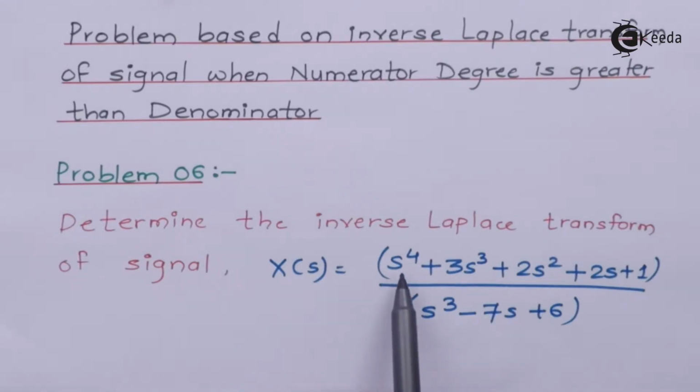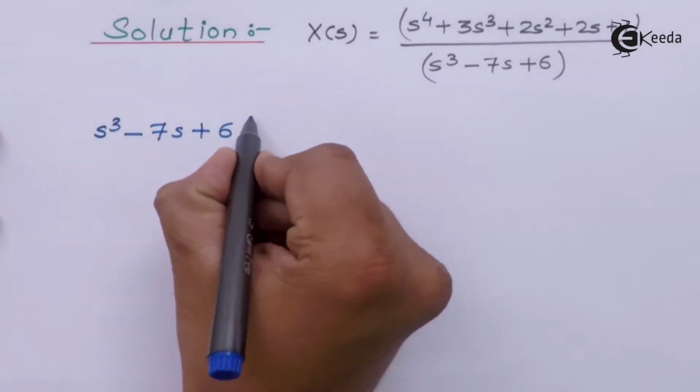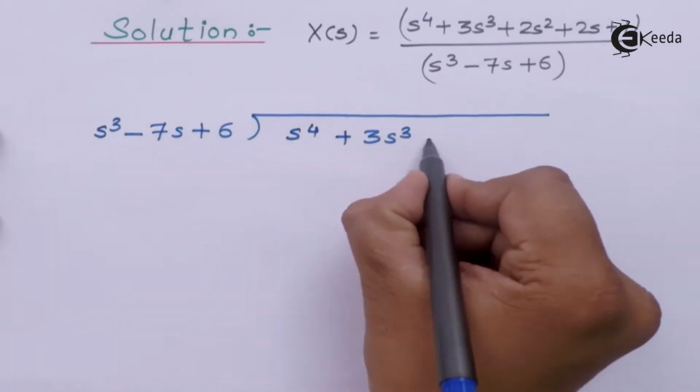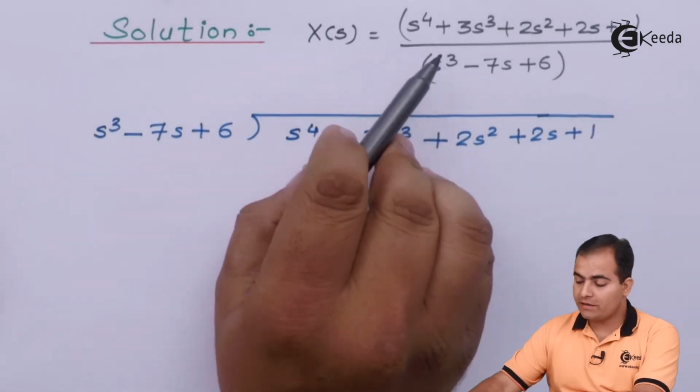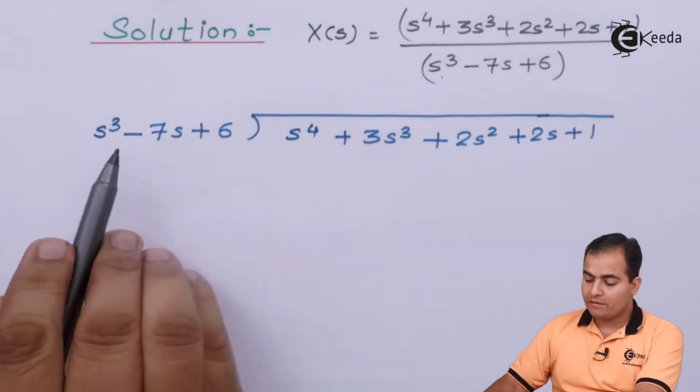Now here the highest degree in the numerator is 4 and in the denominator it is 3. First of all, we'll perform the division to find Q plus R by D, and then we'll move on to the next step. So this was our numerator and this one is the denominator. So we'll divide it.